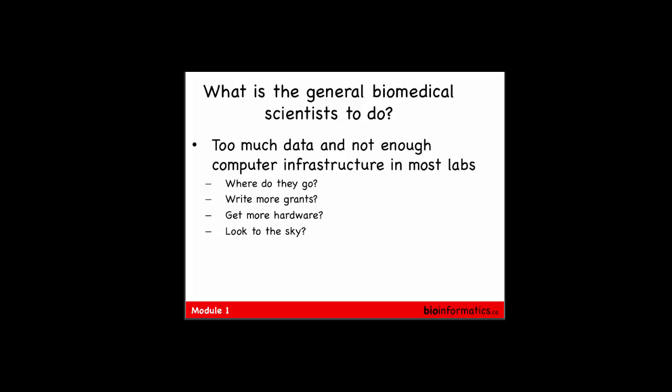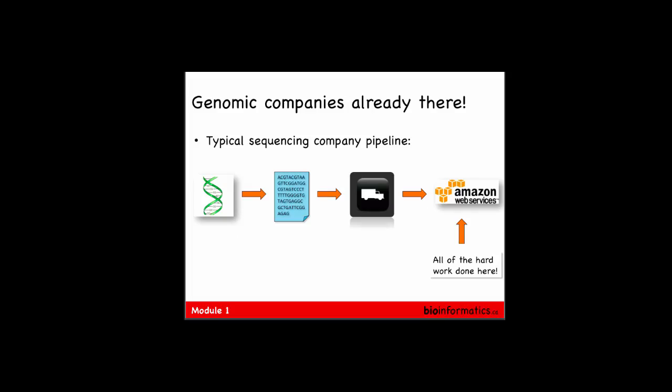So what are we to do? Too much data and not enough computer infrastructure for most labs. So where do we go? Write more grants, buy more hardware, or look to the sky? Obviously, many genomic companies have done this already. You send them your DNA, they sequence it, and sometimes the fastest way to get data from one place to another is by truck. So you ship your DNA data on hard drives to Amazon.